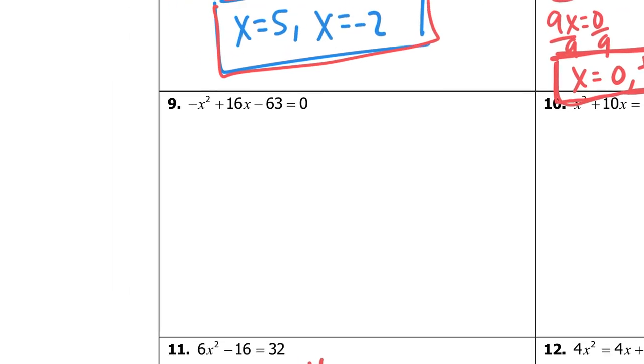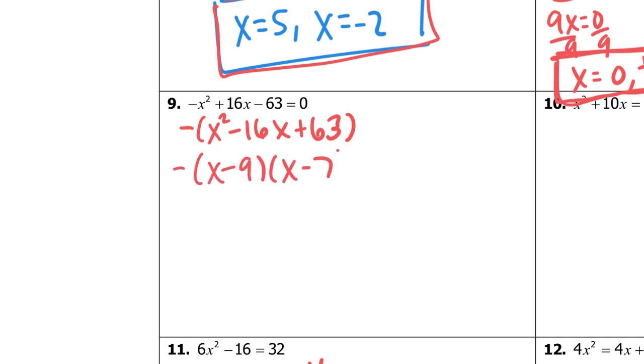I actually think that that's factorable. Whenever the squared term is negative, I factor a negative out. In other words, you change all the signs. Multiply to positive 63, add to negative 16 would be negative 9 and negative 7. Those negative 9 and negative 7 multiply to positive 63 and add to negative 16.